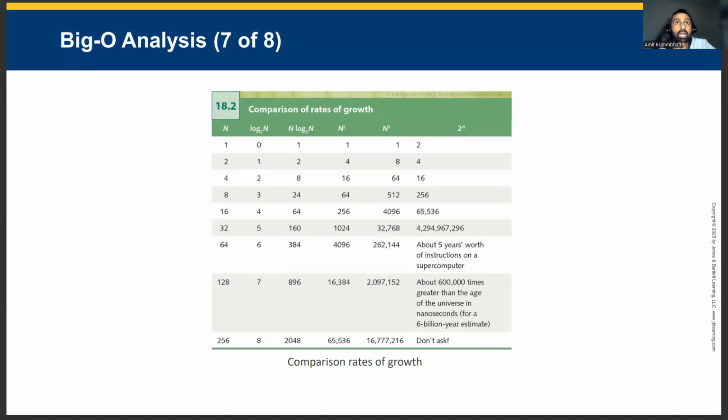Here is a comparison of rate of growth numbers, and we can look at the numbers for each of those algorithms that we just discussed. Especially, we can see how 2 raised to n becomes a really big number really fast. And you wouldn't want an algorithm with that kind of big O.